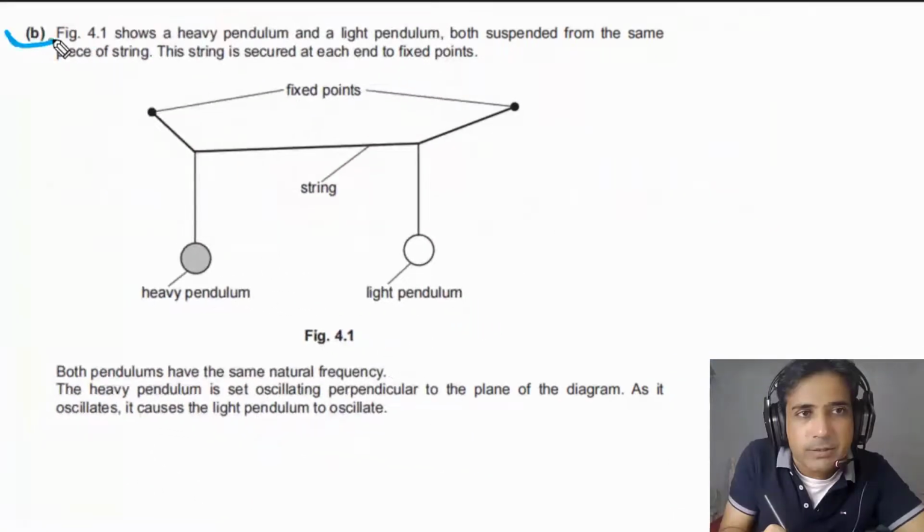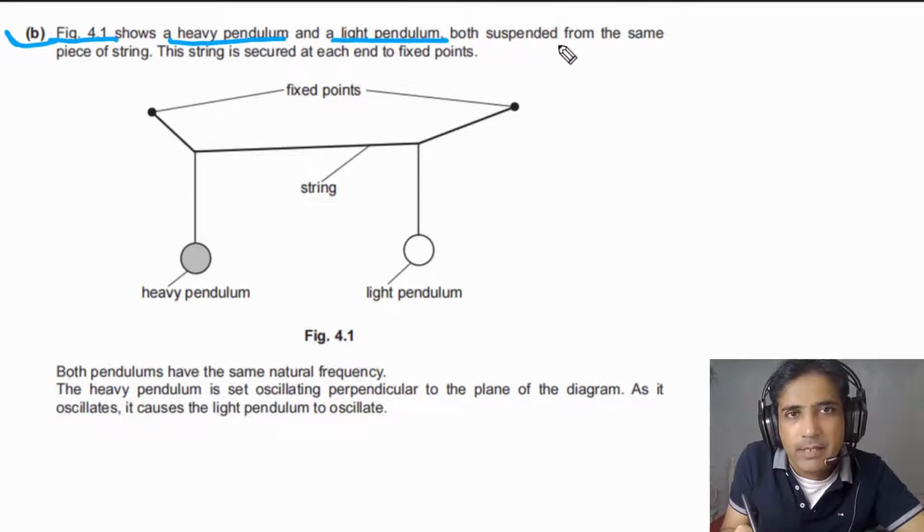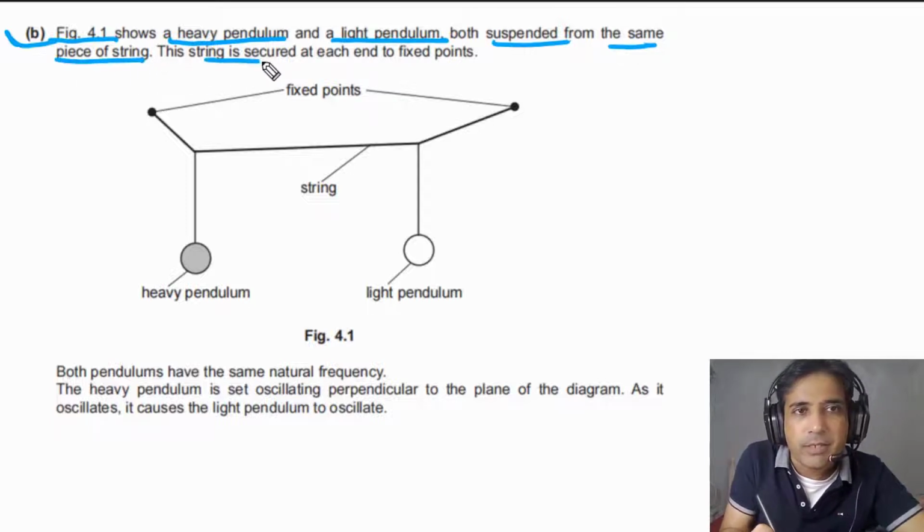For part B, it is given to us: figure 4.1 shows a heavy pendulum and a light pendulum, both suspended from the same piece of string. This string is secured at each end to fixed points.